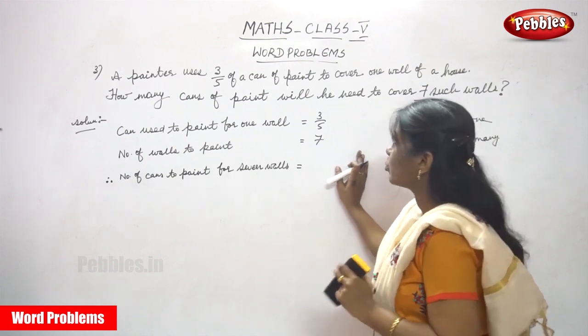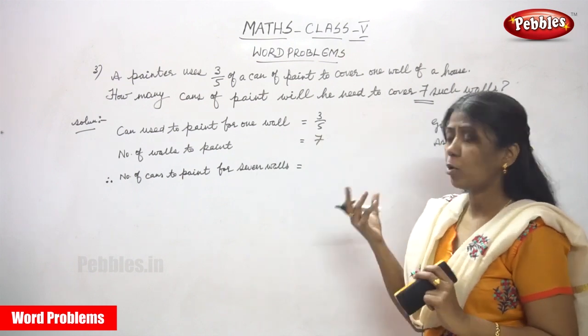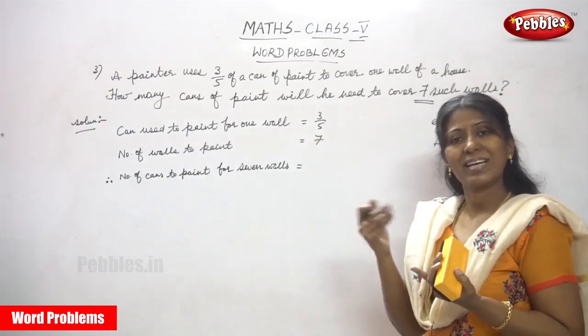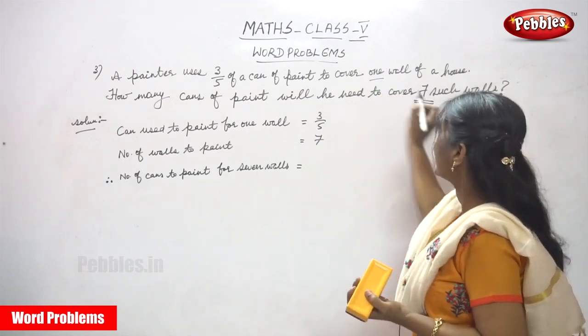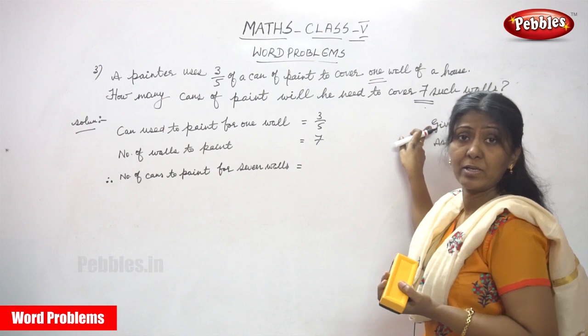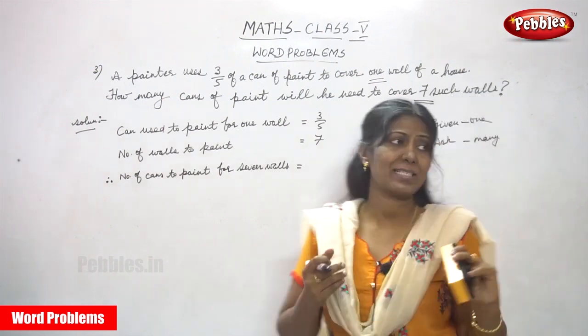So what is the clue? How many cans is it? Addition also sometimes comes. But you have to understand they are given 1, but they asked how many? That is 7. So if they are given 1 and asked many, it is a multiplication. So let's start the sum.